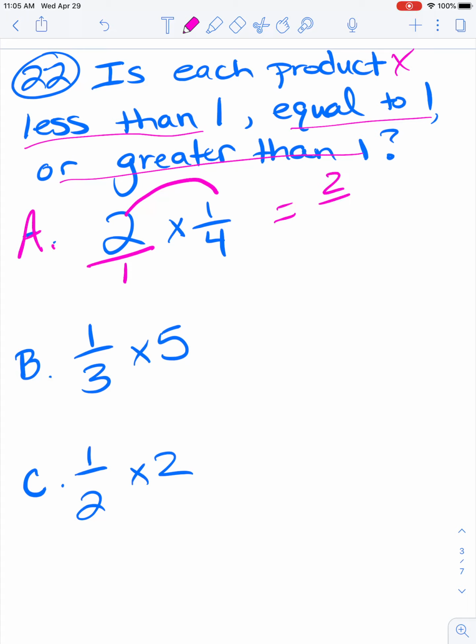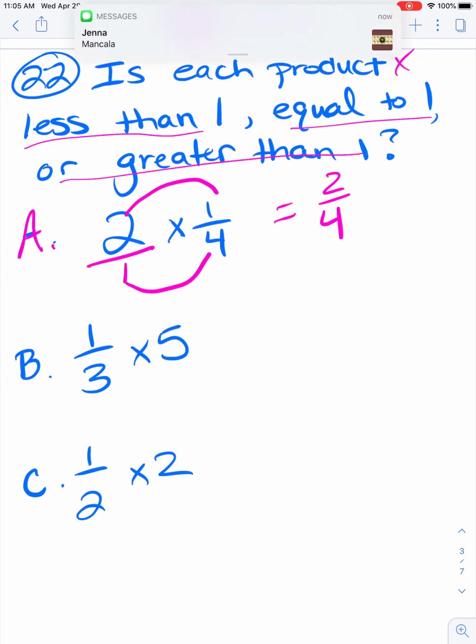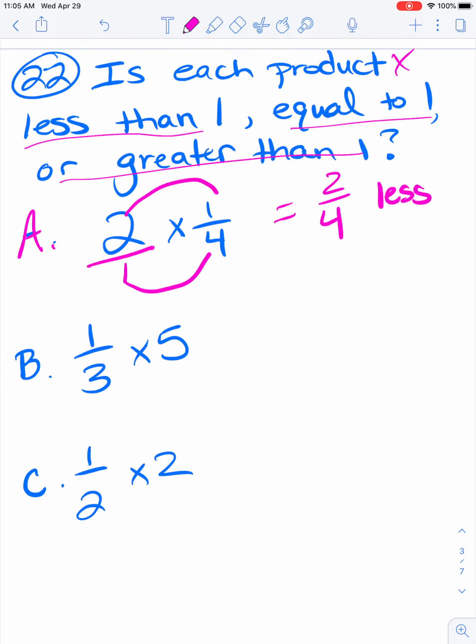All right, so for A, I take my numerator times my numerator, and my denominator times my denominator. Well, 2/4 is not greater than 1. This is less than 1. It's less than 1 whole. Okay, because it's a fraction of a whole.